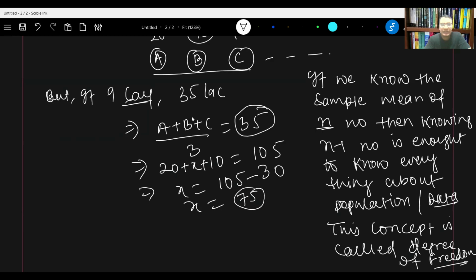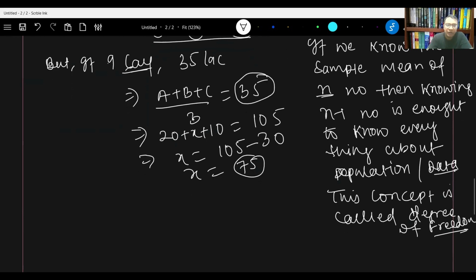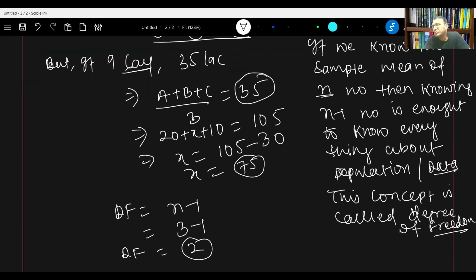Okay. So now in that concept, what is the degree of freedom here? So df is equal to n minus 1. So what is the n value? n is equal to 3, and df is equal to 2. So what we interpret here: if we know the sample mean of 3 numbers, then knowing 2 numbers is enough to know everything about the population data, some set of data. That is the concept of degree of freedom.